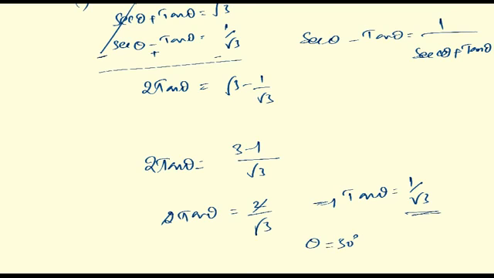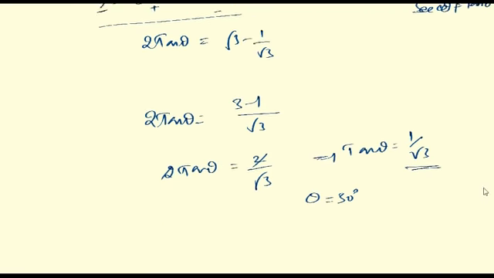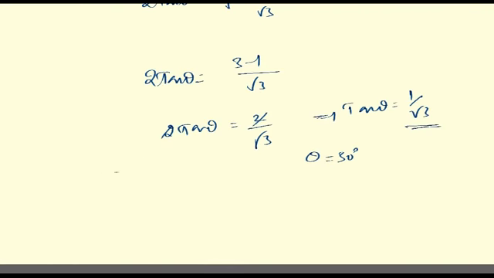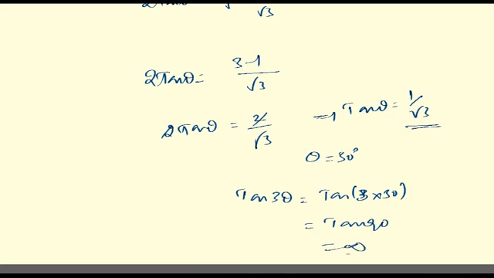So in the problem, what has been asked? Tan 3 theta. So try to write tan 3 theta, that is nothing but tan of 3 into 30. That is nothing but tan 90 friends. What is the value of tan 90? That is infinity. So the answer is infinity.